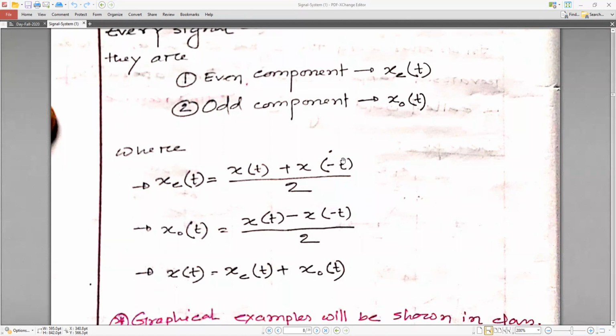So if we look at the equation, it is the summation of all.